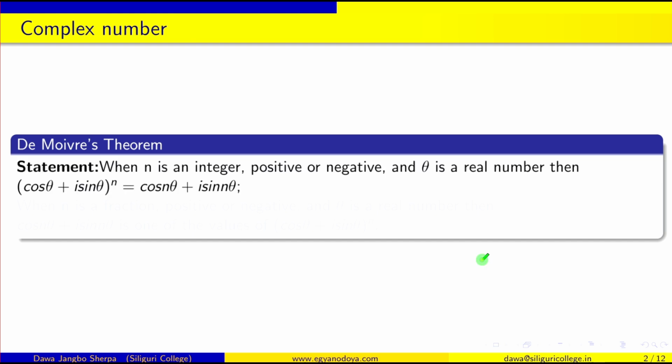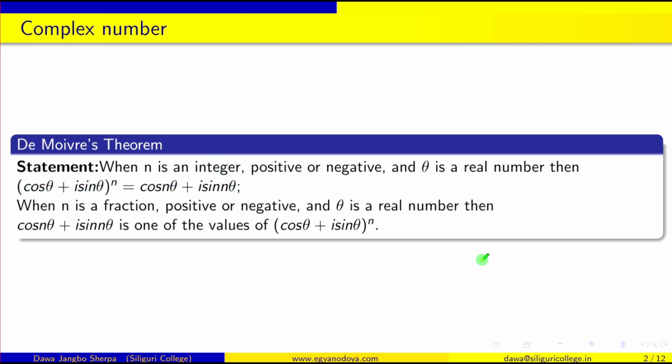When n is an integer, positive or negative, and theta is a real number, then (cos theta plus i sin theta) to the power n is equal to cos n theta plus i sin n theta. So this is the statement of de Moivre's theorem when n is an integer, positive or negative.